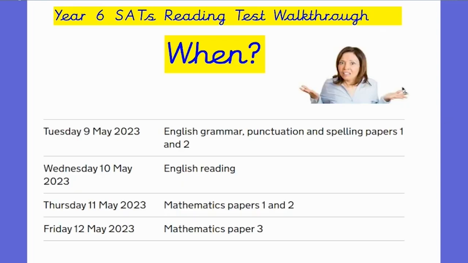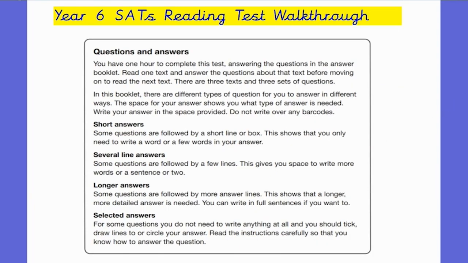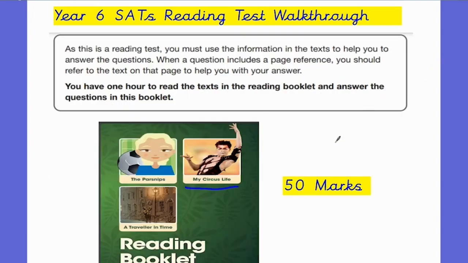Today is going to be the third part, so we're looking at the final text from the 2022 SATs paper. I'm not going to go into too much detail about when it is because I've talked about that in previous videos, but the reading test is on Wednesday the 10th of May next week. I won't talk too much about the kinds of answers, but there are different types of questions and answers in this test. The overall mark for this paper is 50. 50 marks is the most that you can get. So let's get into it, and I'll talk through A Traveller in Time, which is the final text here, and how to answer the questions.